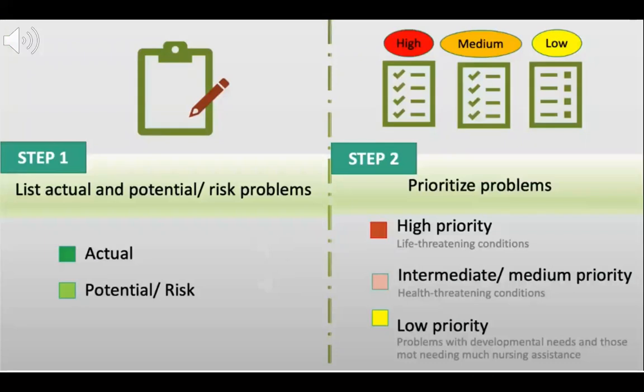After identifying if the nursing problem is an actual or a potential risk problem or a possible nursing problem, we then prioritize the problems as we have mentioned. And among all the list of actual and potential problems, we categorize them as either high, intermediate, or low priority. Life-threatening problems should be the highest priority, followed by the health-threatening conditions as intermediate priority, while problems with developmental needs and those that do not need much nursing assistance are low priority.